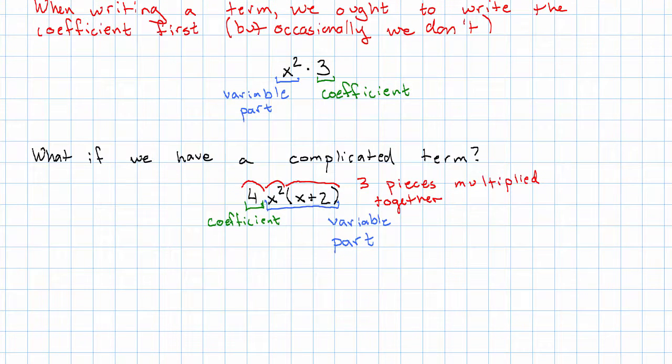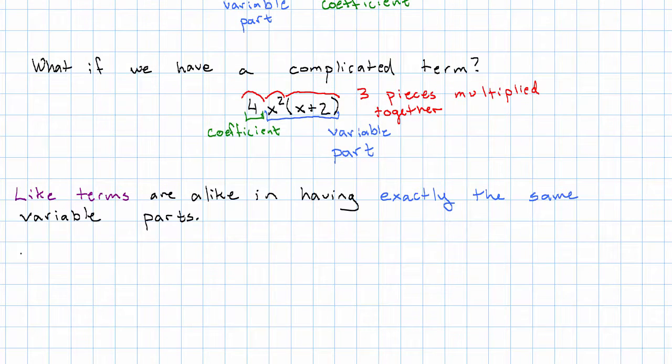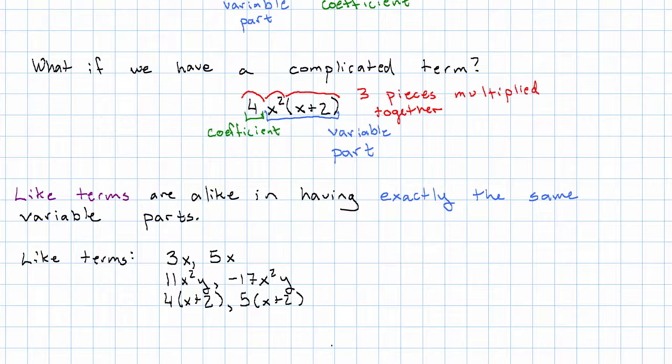Now that we have a little bit more language to describe a term, we can say what the important respect is in which like terms are alike. Like terms are alike in having exactly the same variable parts. So the pair 3x and 5x are like terms. 11x squared y and negative 17x squared y are like terms. 4(x plus 2) and 5(x plus 2) are like terms.